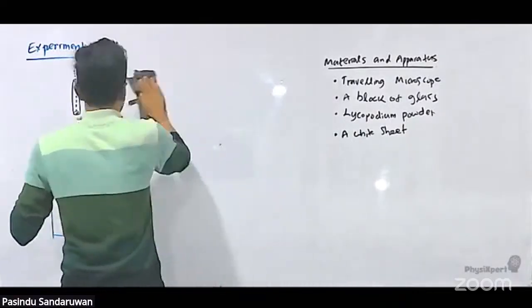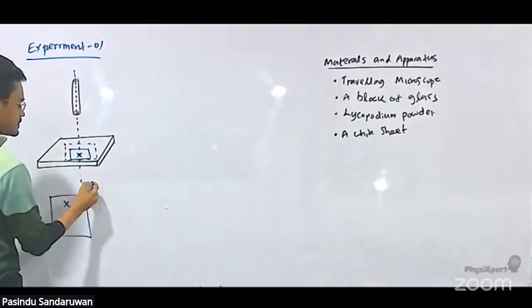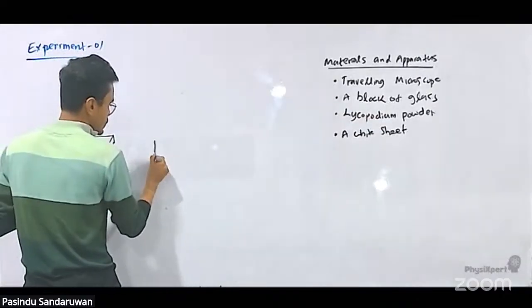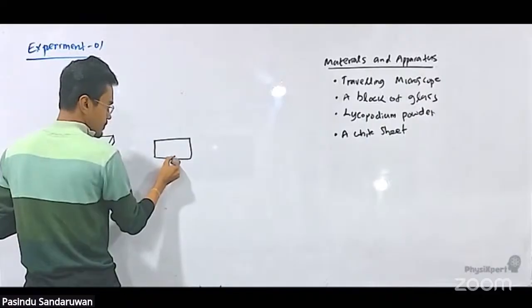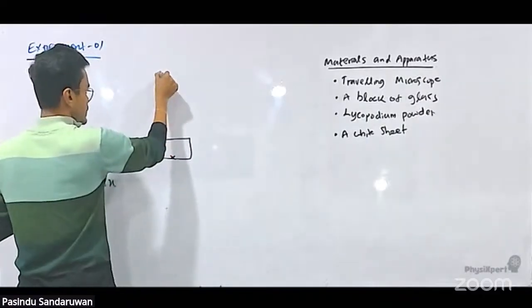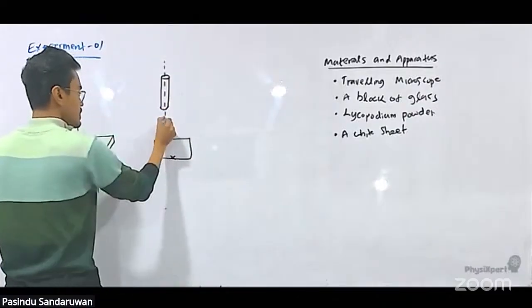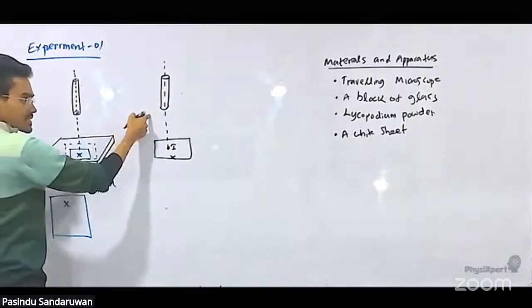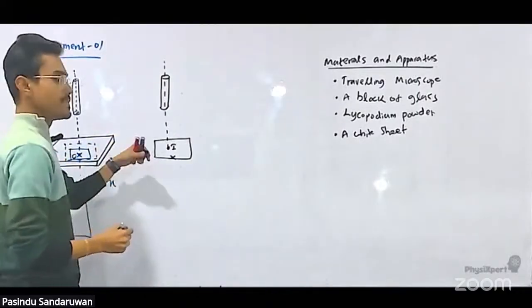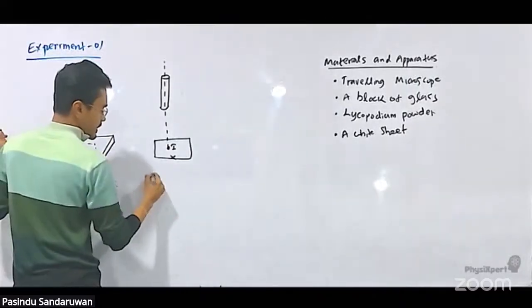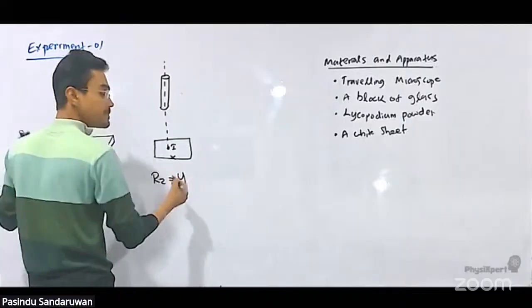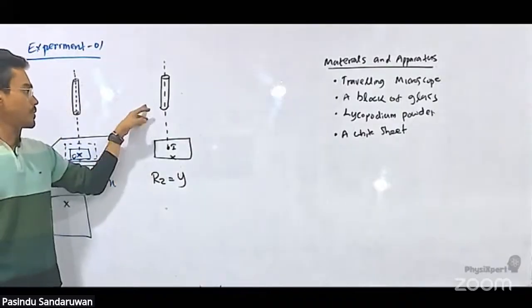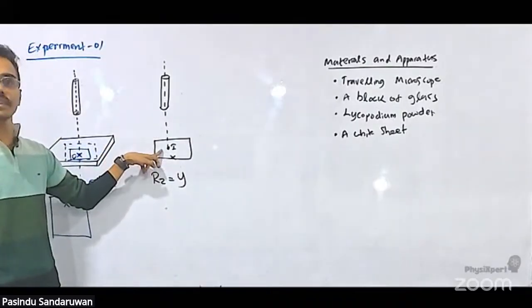Let's say the first reading R1 equals x. This is the glass block, and the cross is somewhere here. We focus again through the glass block and observe the displaced image of the object. If I take another reading here, say y, it gives the respective reading for the image.